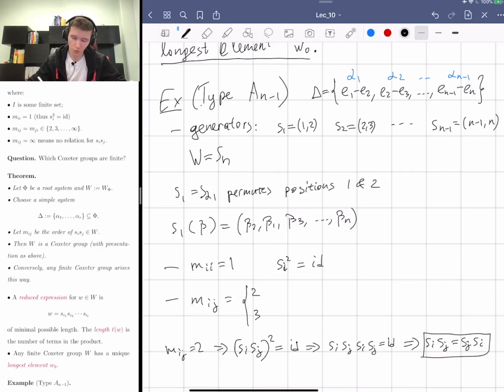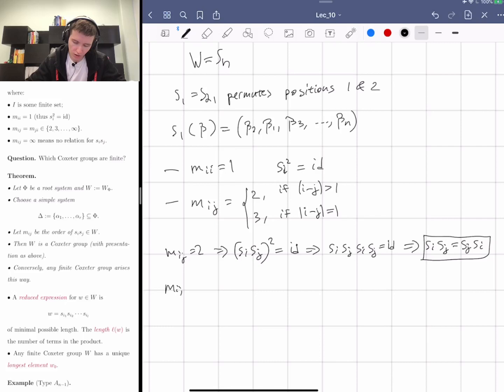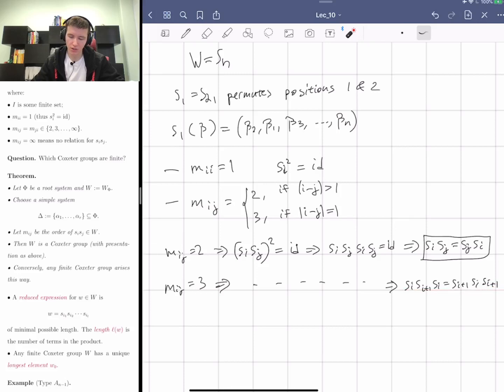And so when do two such transpositions commute? Well, the two adjacent ones don't commute. So the answer is 2 if i and j are not adjacent, and 3 if i and j are adjacent. So what does 3 mean? Mij equals 3 means that, let's say j is i plus 1, Si Si plus 1 Si is equal to Si plus 1 Si Si plus 1. So there are 6 terms total, which is (Si Sj) cubed is equal to the identity. Alright?